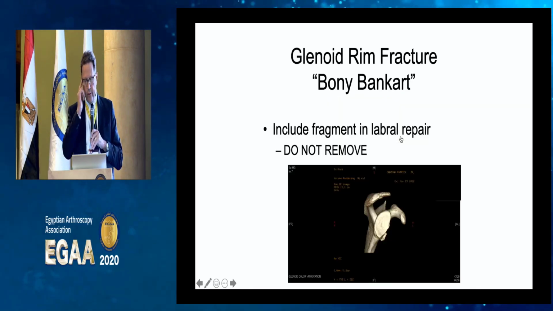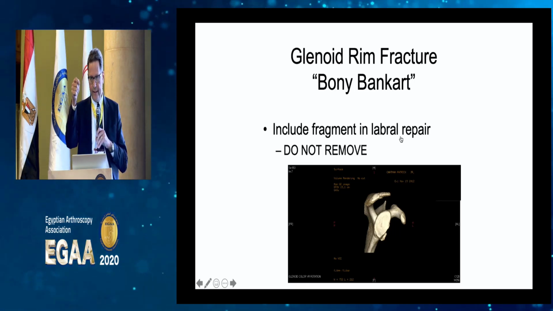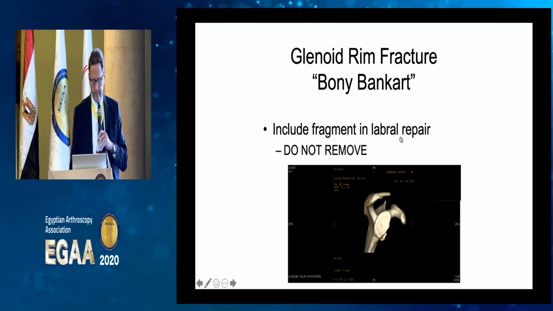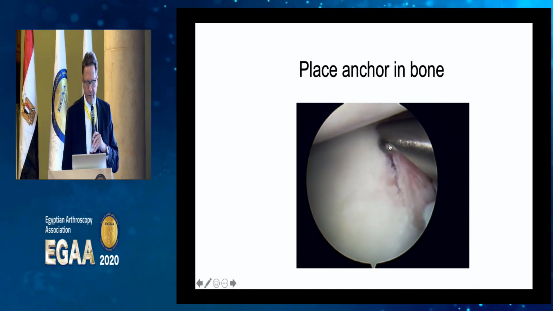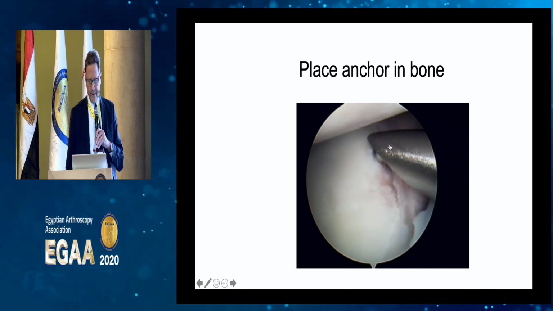Always look for a glenoid rim fracture. Sometimes it's not very evident on an MRI because I don't get CAT scans. And if you do see a fragment while you're cleaning, don't take it out, of course. You try and incorporate that into your repair. Sometimes I'll use a little burr just at the very edge there to take off a little bit of the articular cartilage so I can put my anchor right in that area.